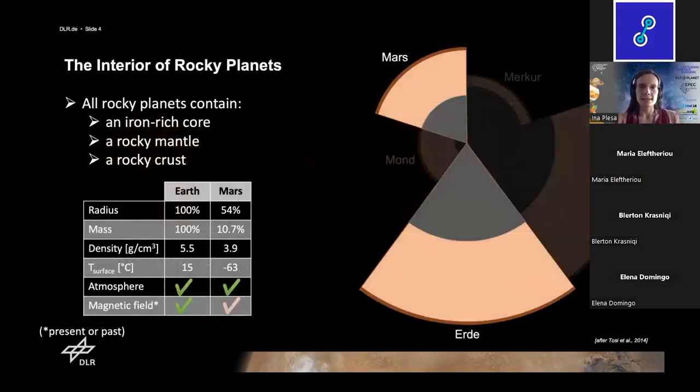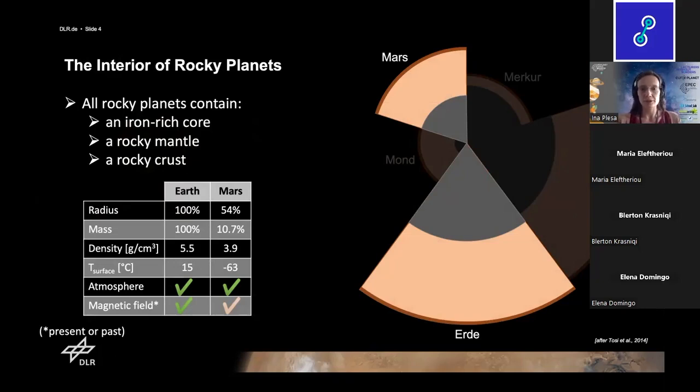Right, so as I said before, Mars is a rocky planet, and as all the rocky planets contains an iron-rich core, a rocky mantle, and a rocky crust. And just to give you an idea of the size and of the interior of Mars compared to that of the Earth, we see that Mars has about half the radius of the Earth, but only a tenth of the mass of the Earth.